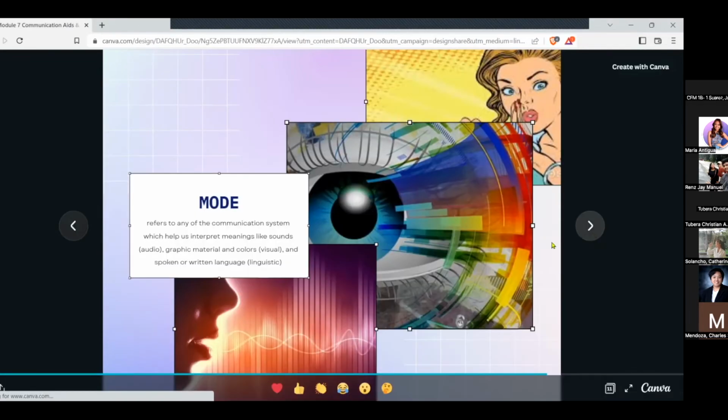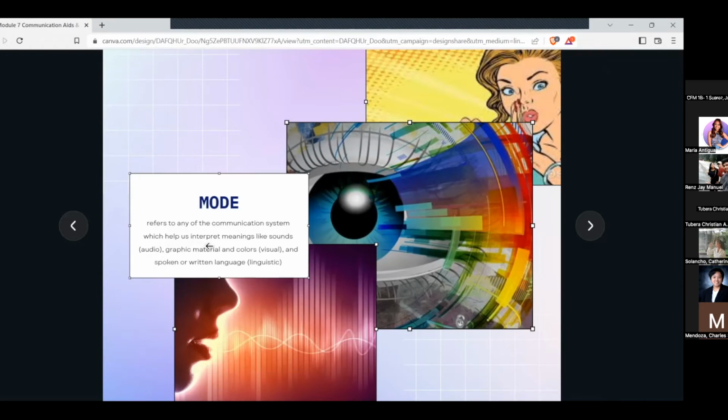We keep on saying mode. What is this mode? Mode refers to any of the communication systems which help us interpret meanings, like sounds. Sounds is the audio, graphic material and colors is the visual, and spoken or written language is the linguistic. And again, we've added gestural and spatial.